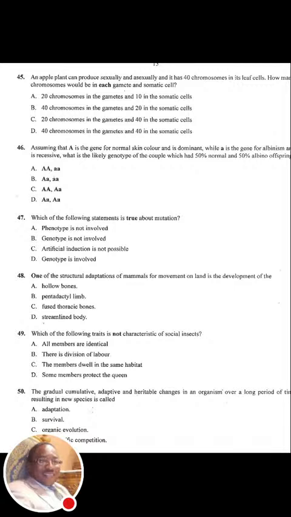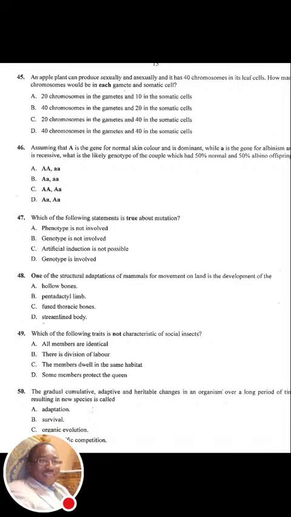Number 48. One of the structural adaptations of mammals for movement on land is the development of A, hollow bone, B, pentadactyl limb, C, fused thoracic bones, D, streamlined body. The correct answer is B, pentadactyl limb. If you look at the forelimb of a mammal, it's made of the bone of the humerus, the radius and ulna that end with the wrist, and then the carpal and the phalanges. It ends with 5 digits. So this forelimb and the hind limb allow mammals to effectively move on land. That is why mammals have what is called the pentadactyl limb.